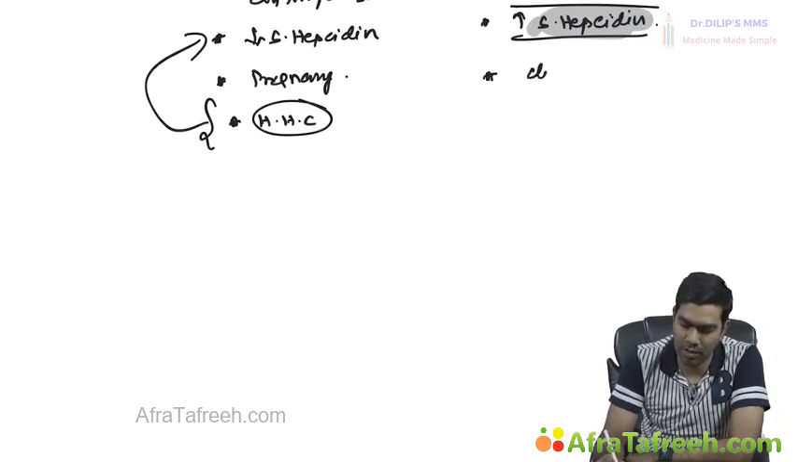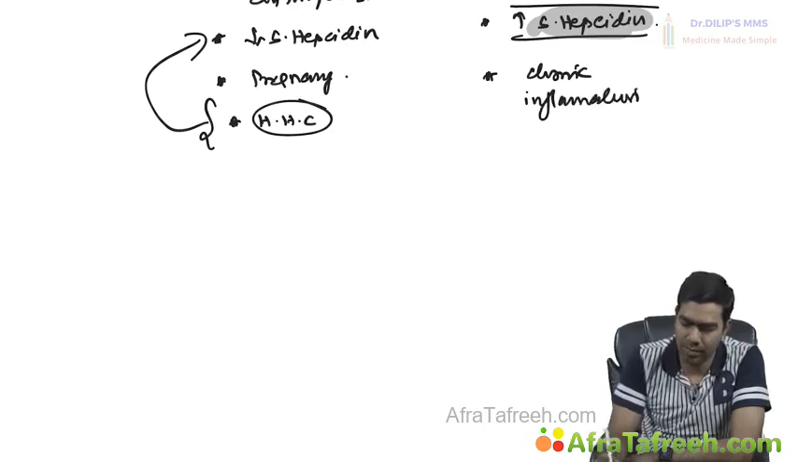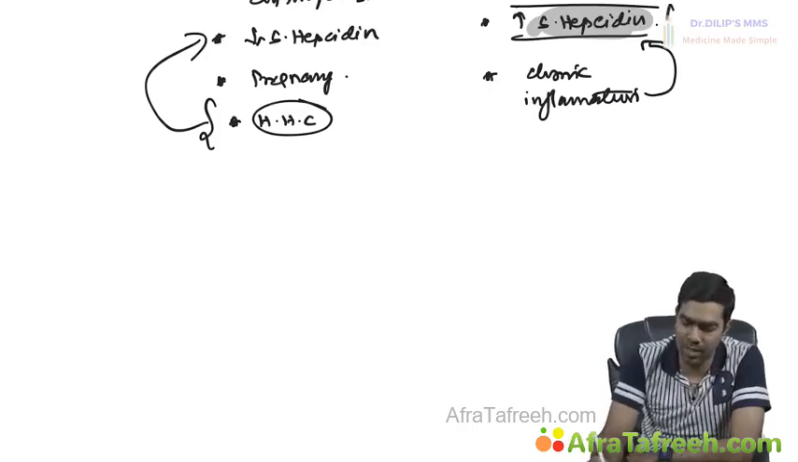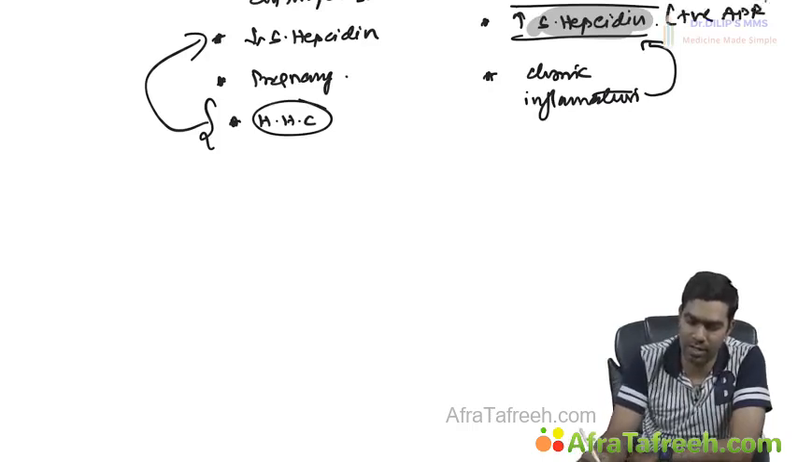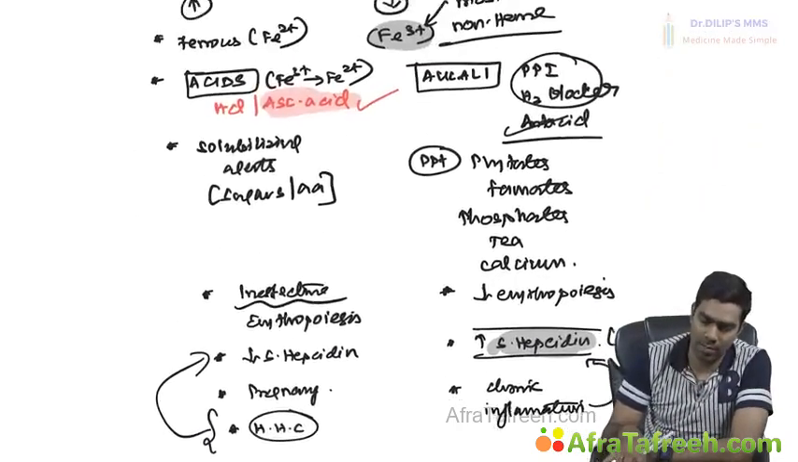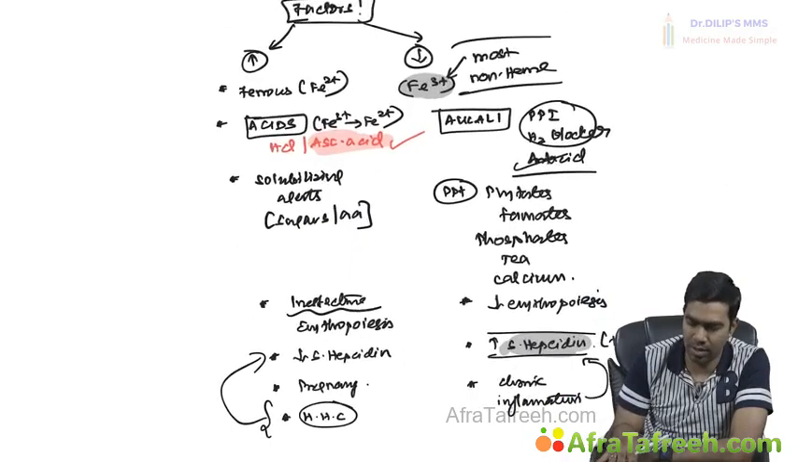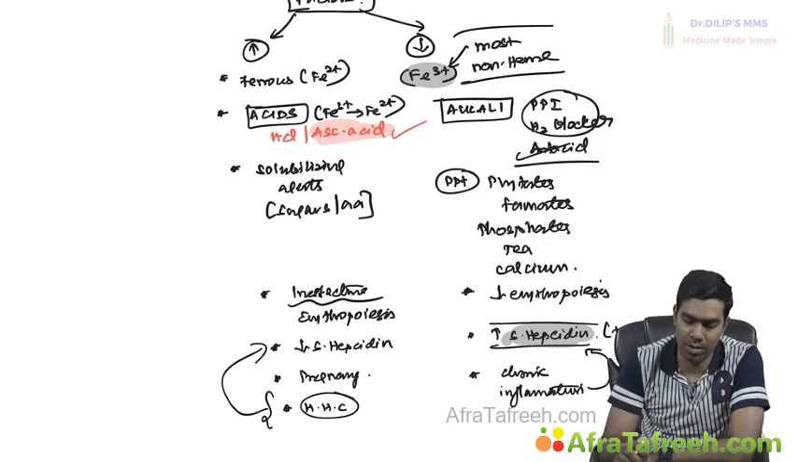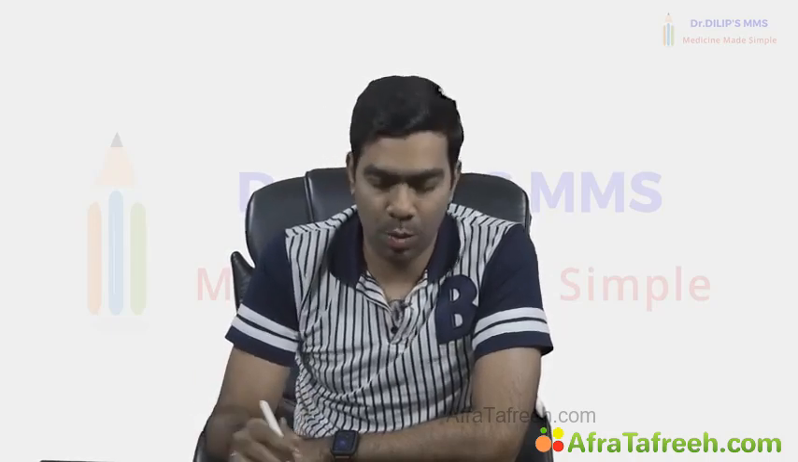Similarly, you have chronic inflammation. Chronic or any inflammation can result in reduced iron absorption, probably due to increased hepcidin, because hepcidin itself is a positive acute phase reactant, which means inflammation will increase the hepcidin levels. Because of that, you might have a reduced iron absorption. These are the factors that favor or reduce iron absorption, which is very, very important to know. So after knowing this, the next thing is to understand the iron absorption pathway.